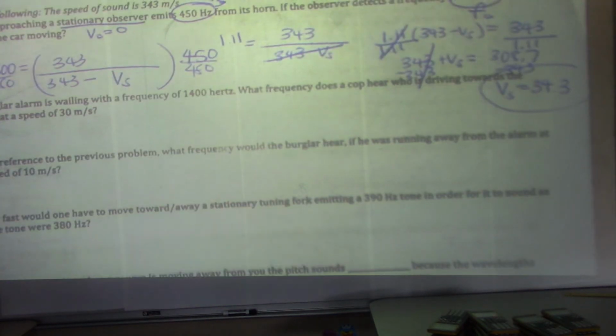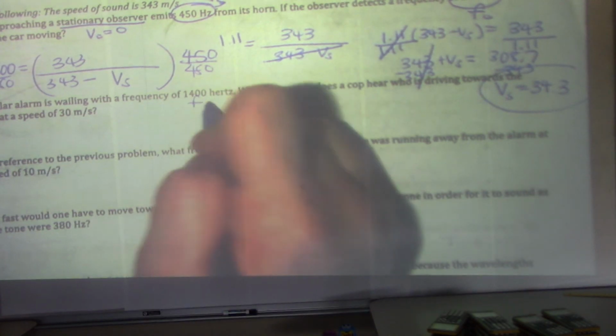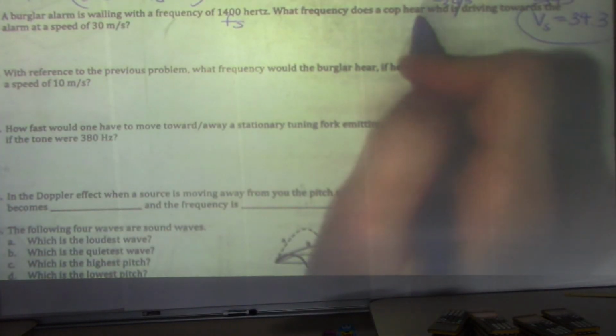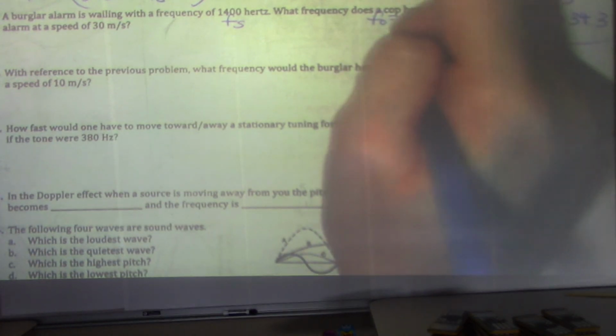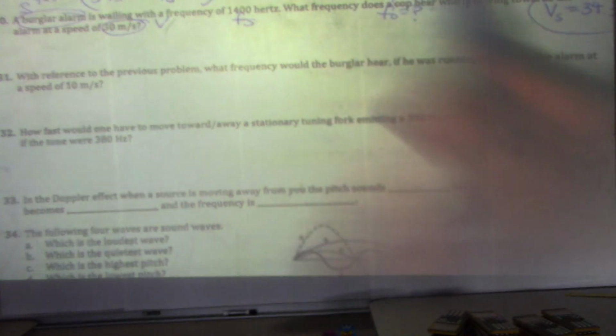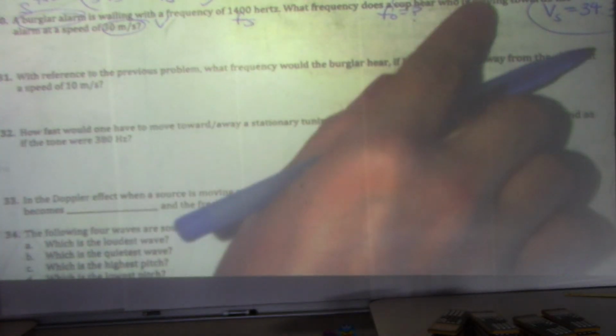A burglar alarm is wailing with a frequency, so I'm going to say that's my source frequency. What frequency does a cop hear? So that's looking for the observed frequency. The cop is driving towards the alarm at 30, so this is obviously a velocity. Let's think through our source and observer. The alarm is my source, the cop is my observer. The cop is driving towards the alarm, so the observer is the one that's moving. The alarm isn't moving, so V_s is 0 and V_o is 30.